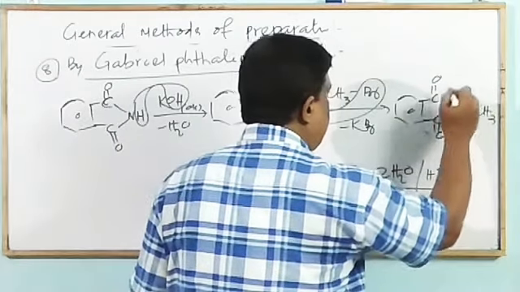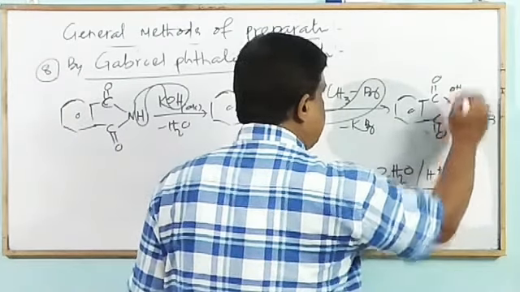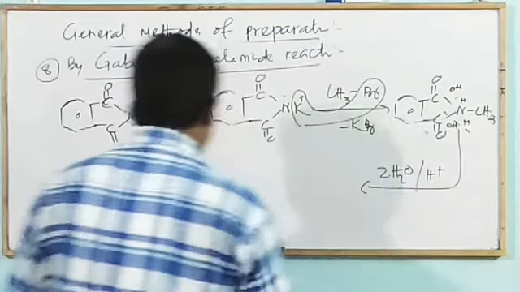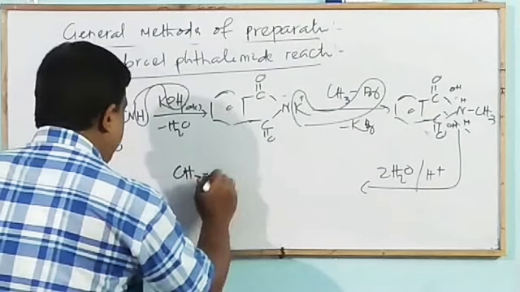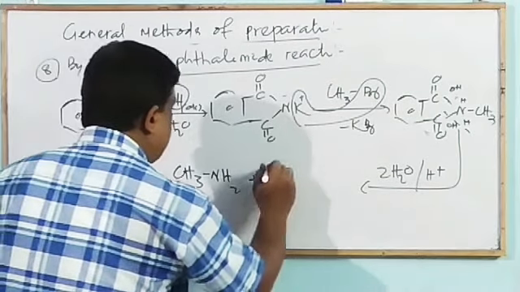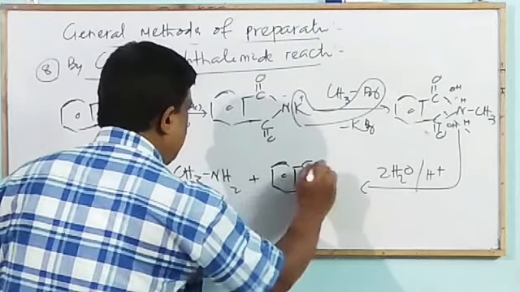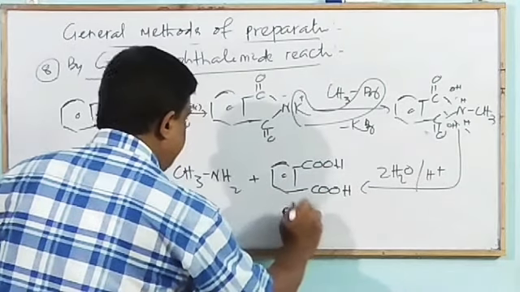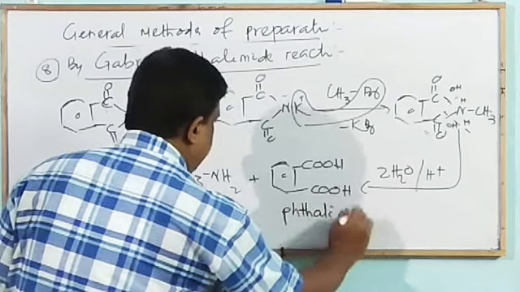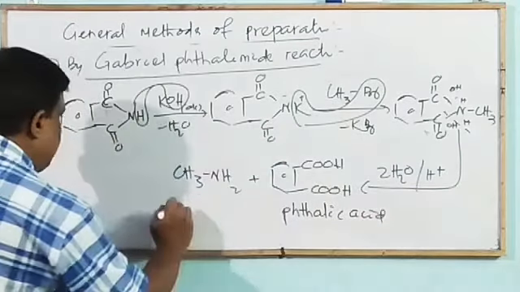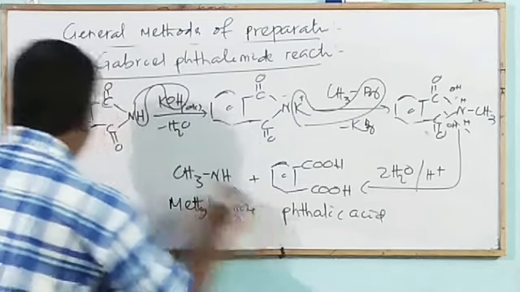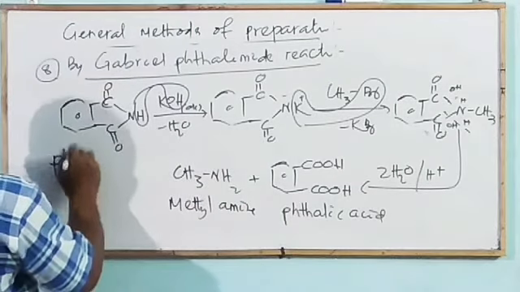mark that. Here H, OH, again here H, OH. The main product is methylamine plus phthalic acid is formed. The byproduct, its name is phthalic acid. It is methylamine, or 1 degree amine. It is phthalimide.